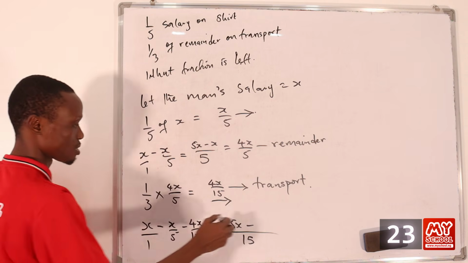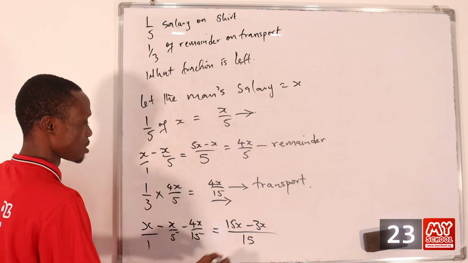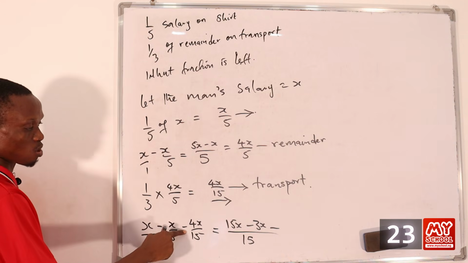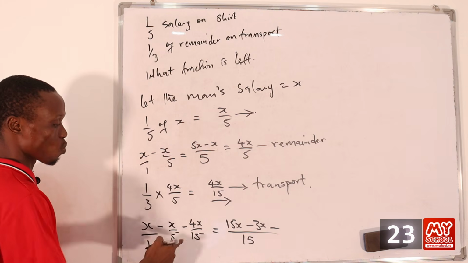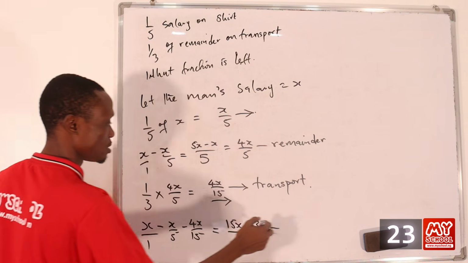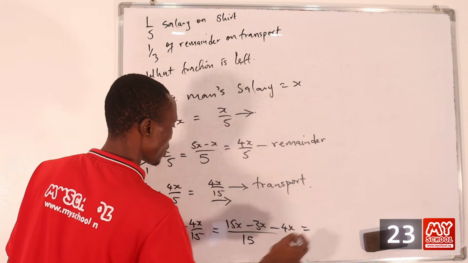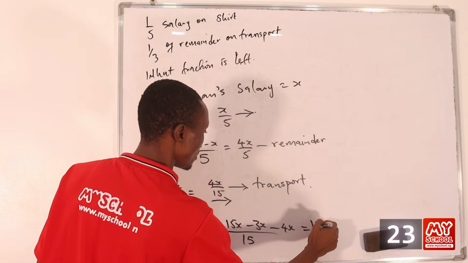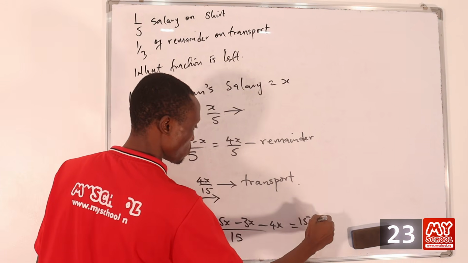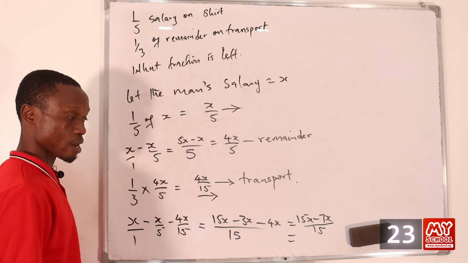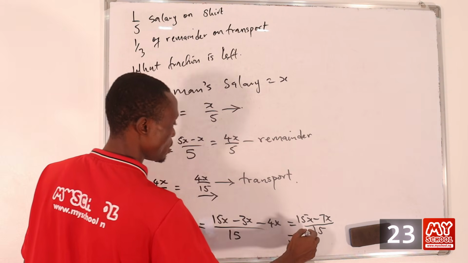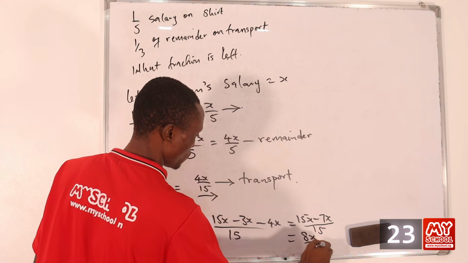3 times S is 3S. Then put this second minus. Then 15 into 15 is 1, so 1 times 4S is 4S. So here we'll have 15S minus 7S all over 15, that is the numerator. So 15S minus 7S will be 8S all over 15.